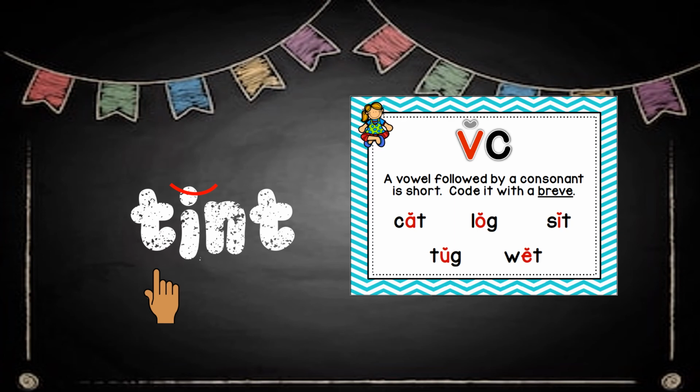Let's sound out this word. Remember, slowly at first. T, I, N, T. Ooh, that's a lot of letters. Let's do it again a little faster. T, I, N, T. And one more time a little faster. Tint. There was a tint to the windows. The windows were a little dark. Let's work with our other word.